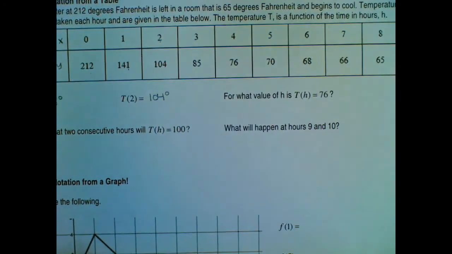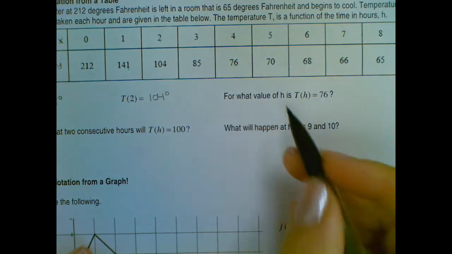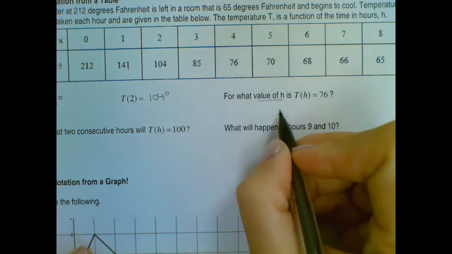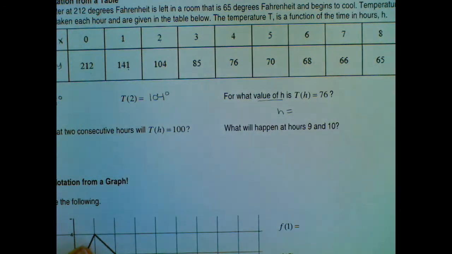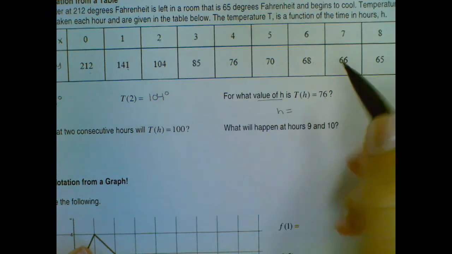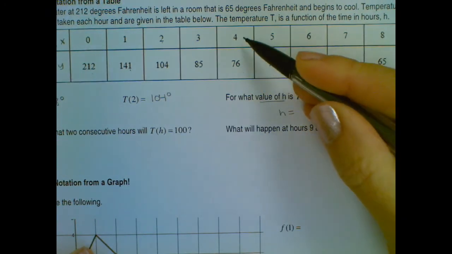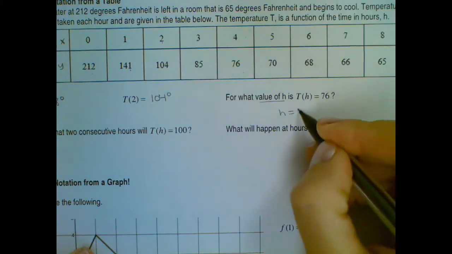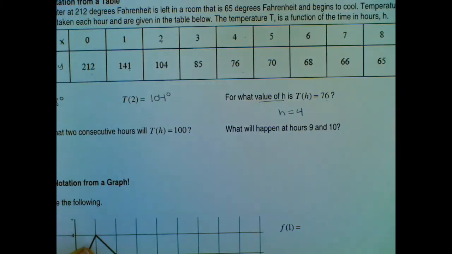And so then it says here, for what value of H? So that means we're looking for H. We want H equals something. When is the temperature 76 degrees? So here at 76 degrees, it took 4 hours to get there. So H would be 4.